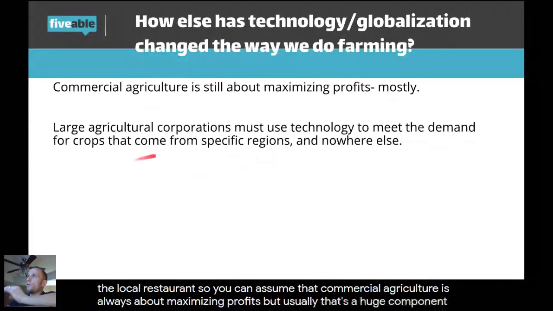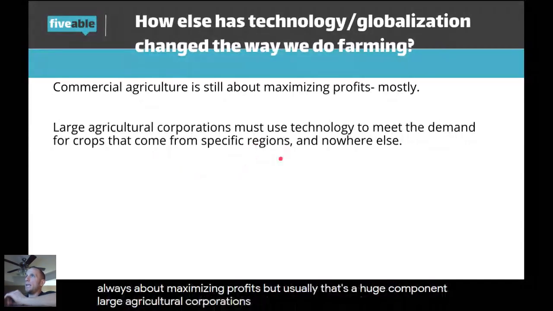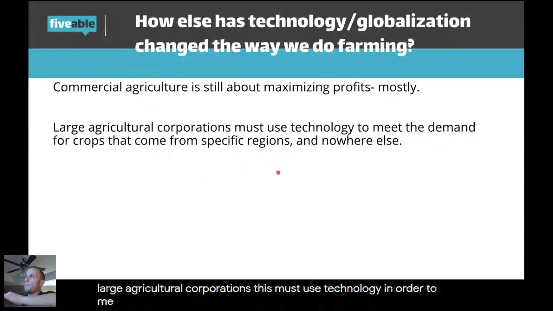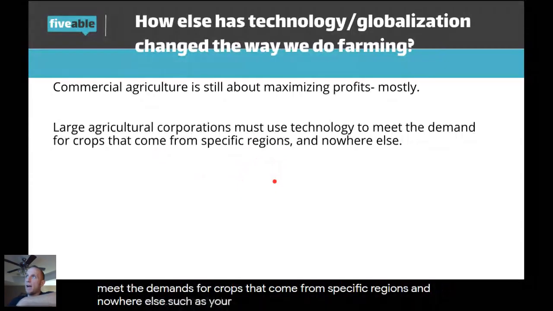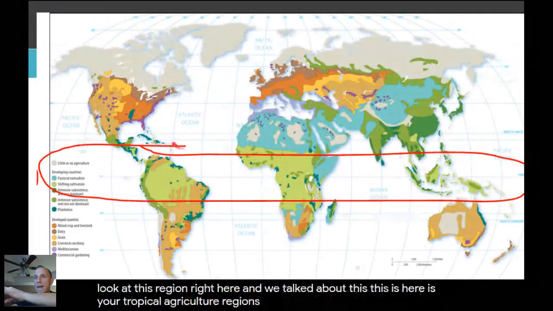Large agricultural corporations must use technology in order to meet the demands for crops that come from specific regions and nowhere else, such as your specialty crops. So what we're looking at here is we're going to look a little bit beyond commercial agriculture in the United States, which would be very similar to what's going on in Europe as well. But instead, we're going to look at this region right here. And we talked about this. This here is your tropical agriculture regions. We looked at this last week, so go back and look at it if you hadn't already.